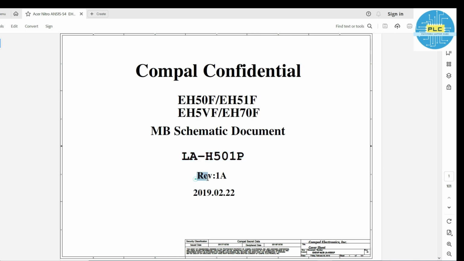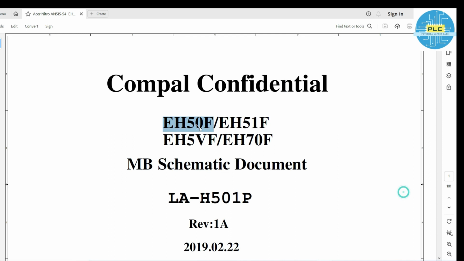LA-H501P. Here is the release date. Here are the submodels, same motherboard. If any changes are there, they will make those changes to that particular motherboard. Later you can understand what these things are. In these notes, I will explain what a load is, what a voltage is and what a signal is, and the difference between those things. I will explain that clearly one by one.